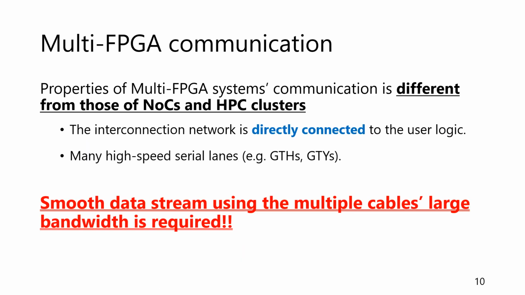Properties of multi-FPGA system communication are different from those of NoCs and HPC clusters. The interconnection network is directly connected to the user logic. FPGAs have many high-speed serial lanes such as GTHs and GTYs. So smooth data streaming using multiple cables with large bandwidth is required. And multi-FPGA systems can face the two issues we face.